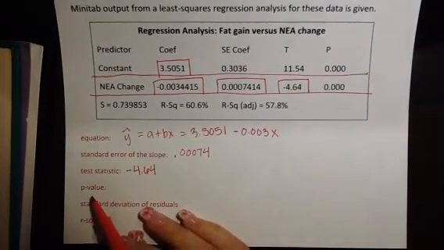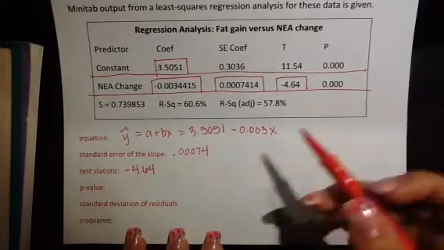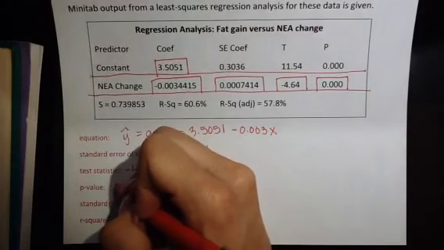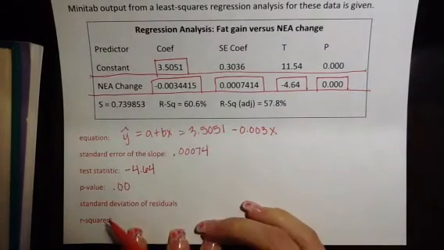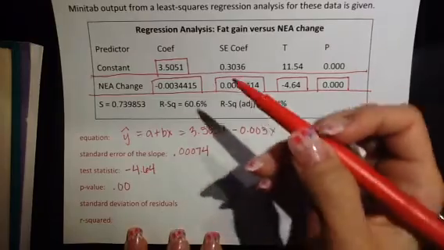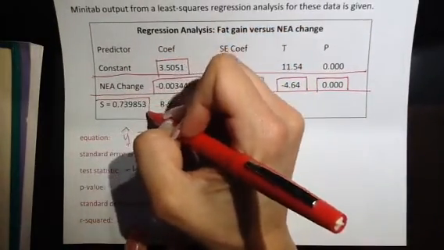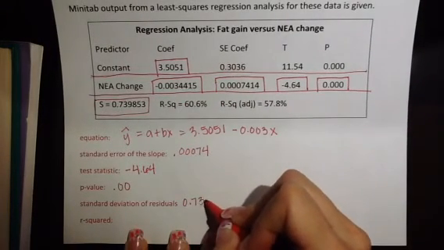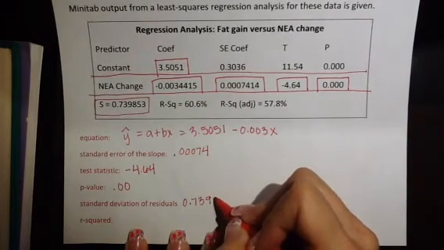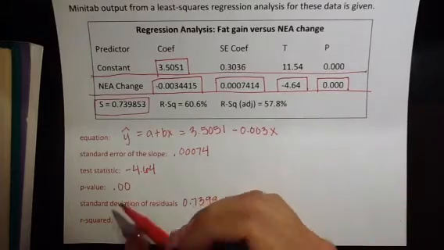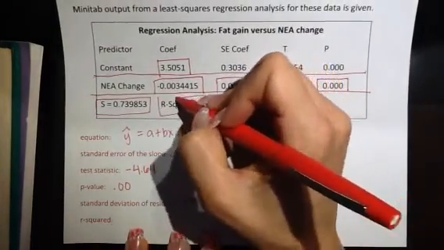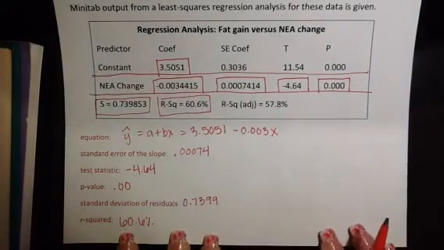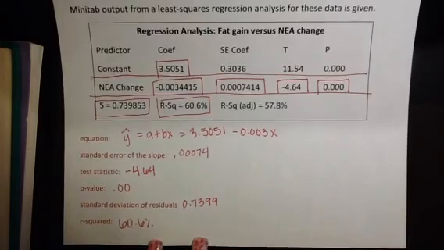The p-value, again, because I'm doing inference on my slope, I'm going to stay on that line of my slope. So my p-value is going to be 0. Standard deviation of the residuals, that's going to go with this s down here. So we get 0.7399. And finally, r squared is 60.6%. The rest of the numbers given won't matter to you. Just focus on those ones.